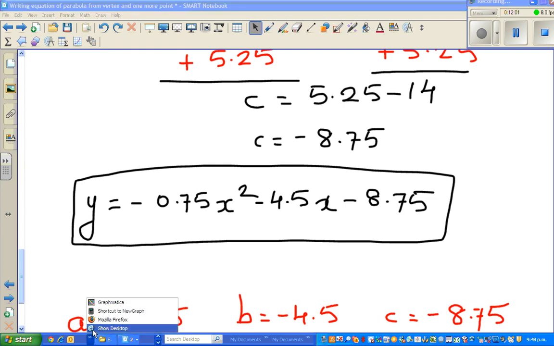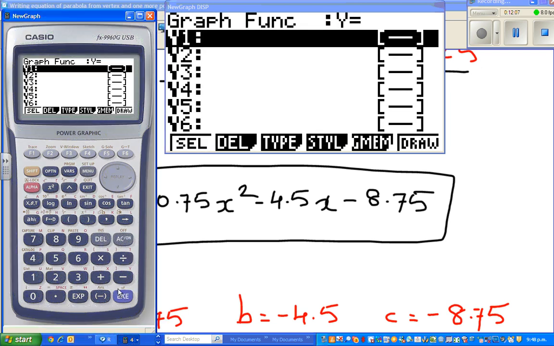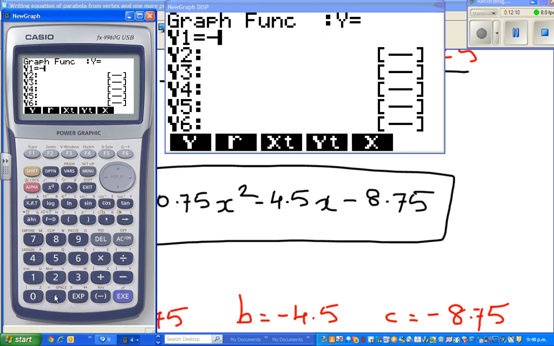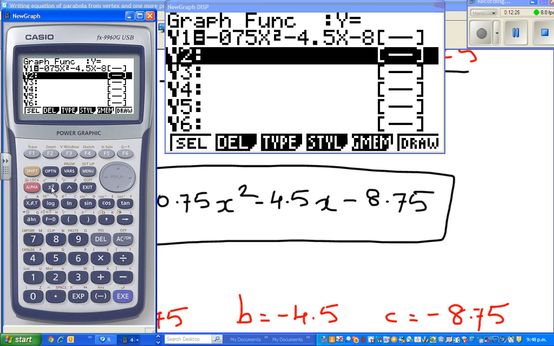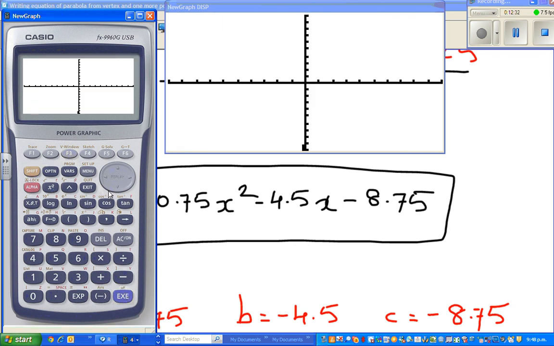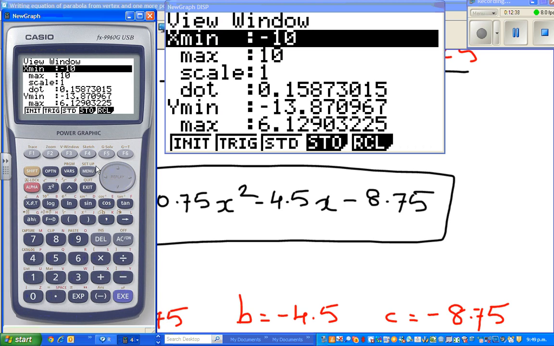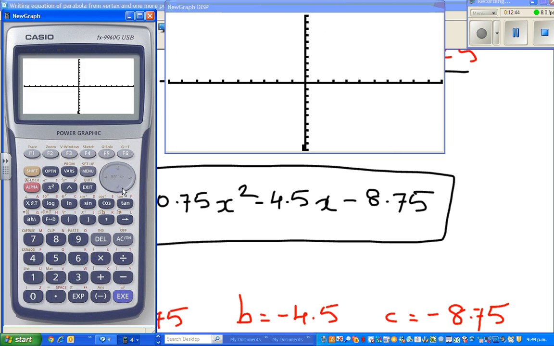So we'll use the calculator. Menu, graph. Y is equal to negative 0.75 x squared minus 4.5 x minus 8.75. Execute. Let me make a bigger scale, 10 by 10 should work. Okay. What did I do? Let me make a standard and then draw it. What's happening here?